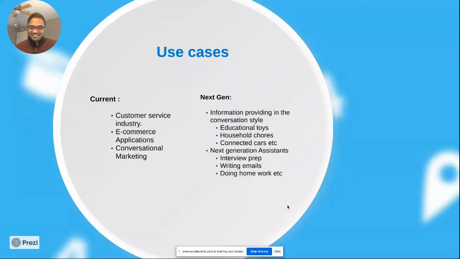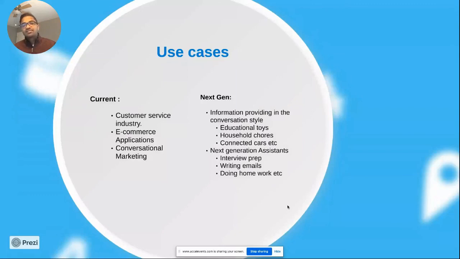Now that takes us into next gen. What exactly is it going to look like? What are the prominent use cases in the next gen? The next gen, as I said, is not too far away, probably in the next 5 to 10 years. I classify them into two broad categories: information providing in the conversation style, and the next generation assistants. Information providing in conversation style happens today, but I'm saying it's more information providing in that style.